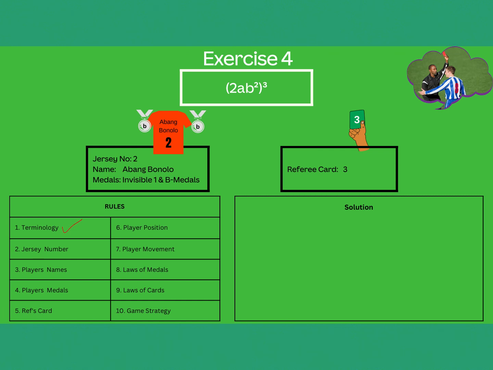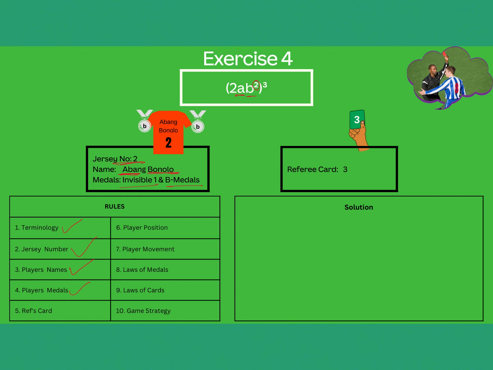So we've done terminology, then we move to jersey number. We say this jersey number is 2, the player's name, A is for Abang and B is for Bonolo. So going forward, I'll be using the same names for the letters A and B. Player's medals, I see the 2 for Bonolo, but I don't see the invisible ones. So I actually do have invisible ones and B medals.